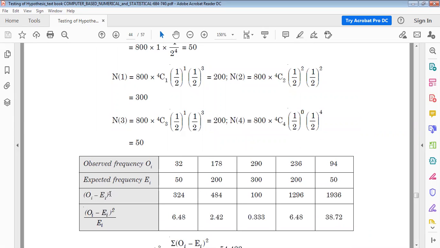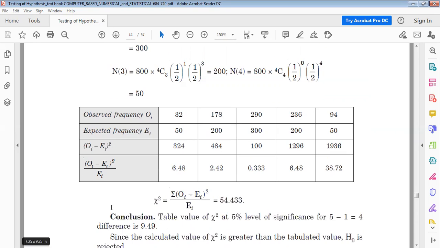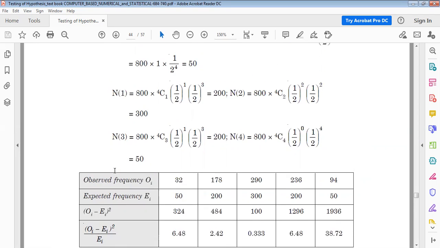Understand everybody? So Oi minus Ei whole square equals what will be? This minus this, whole square. This 178 minus 200 whole square. This 290 minus 300 whole square. This 236 minus 200 whole square, equal to this 90 minus 50 whole square. So taking Oi minus Ei whole square divided by Ei, expected value. Expected value what was actually?